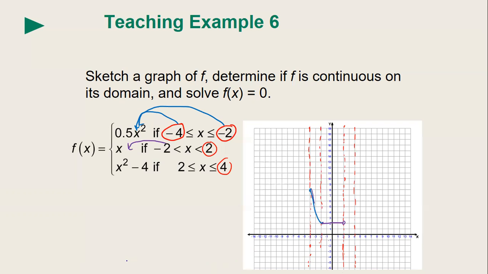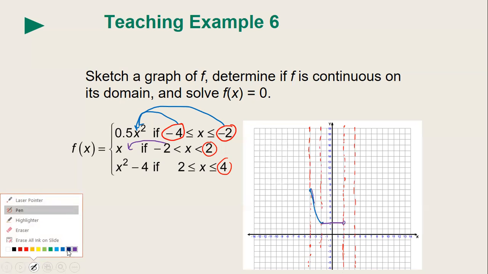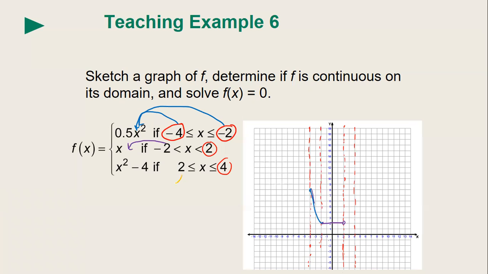Okay, and now we're on our last interval. So our last interval is going to be, I plug in 2. What is 2 squared minus 4? 0. And so it's going to be a closed circle at (2, 0). Why is it closed? It's equal to. And then I'm going to plug in 4. 4 squared is 16, and 16 minus 4 is 12. So at 4, we're going to go all the way up to 12.